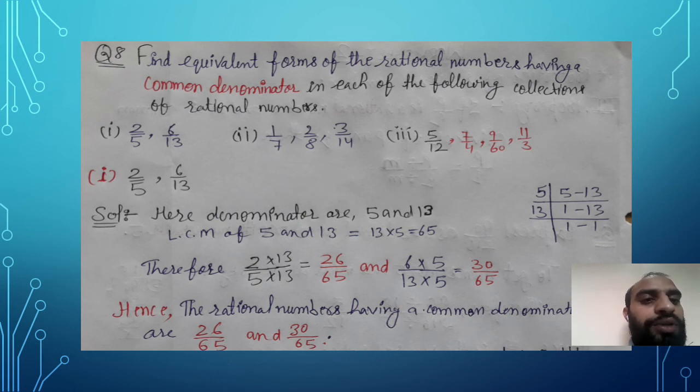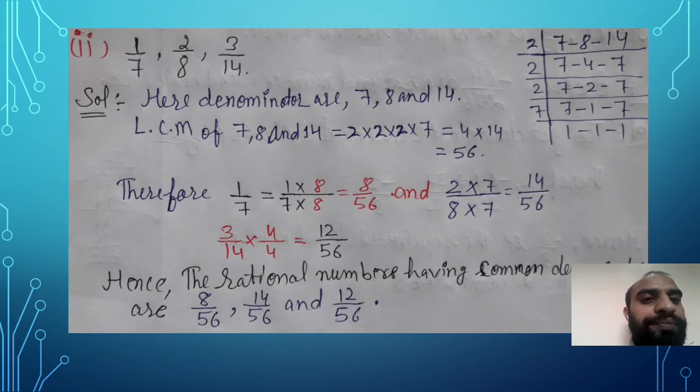So let's take one more question of same category. So let's take second part, 1 upon 7, 2 upon 8 and 3 upon 14. In this part, once again, my dear students, you can see denominators are different. First is 7, 8 and 14. So your task is to take LCM. You can see in rough area I did this work.